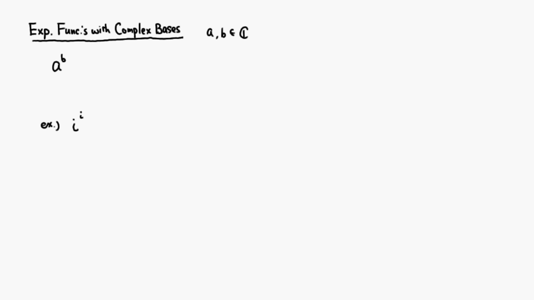So a is a base, but since we don't like it, I'm going to rewrite a as e to the natural log of a. That will be exactly the same thing as a. Then we have to raise this to the bth power, so we can write it as e to the b times natural log of a. So that's what a to the b should be.